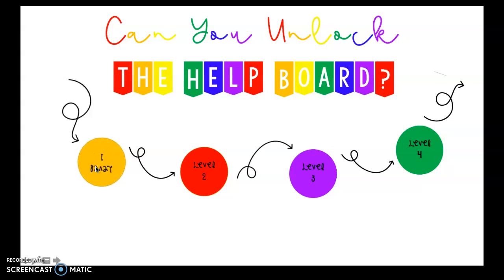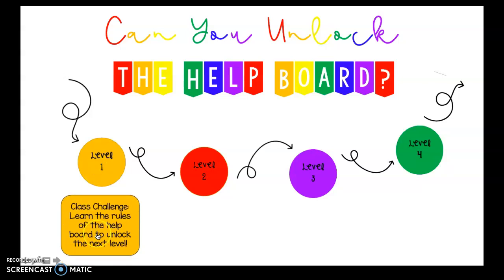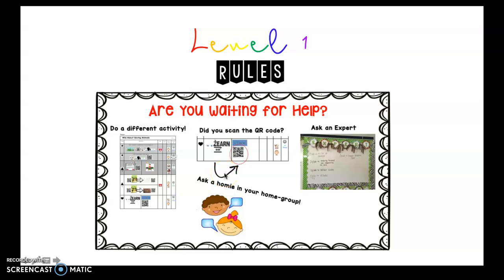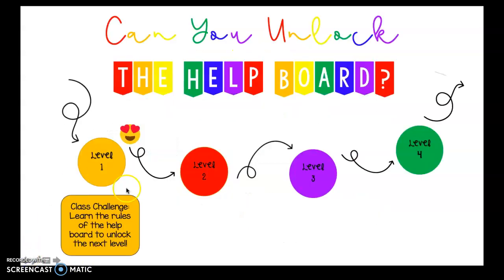So here's level 1. The class challenge is to learn the rules of the help board to unlock the next level. Here are the rules I have in my kindergarten classroom. If you're waiting for help, that means you scan the QR code, you ask an expert, you ask a homie in your home group, and if you're waiting, you are doing something different on the activity list. No one is ever just sitting around staring at the walls. Those are my rules, and of course you can make your rules whatever you want.